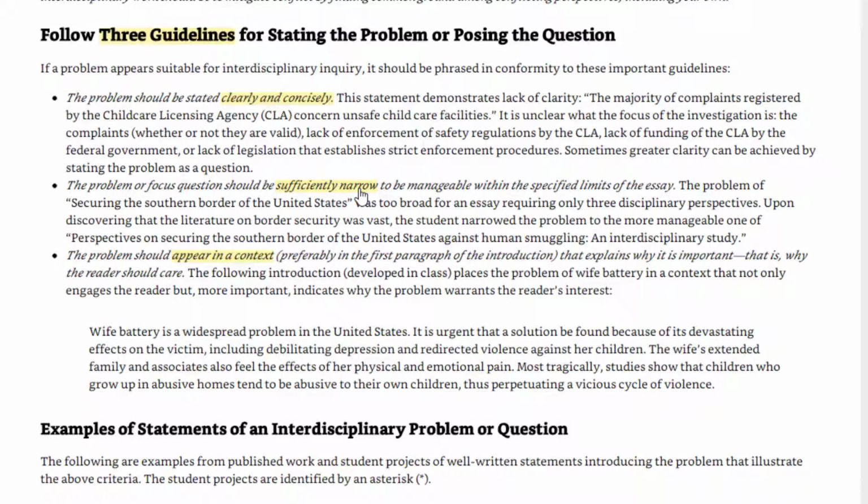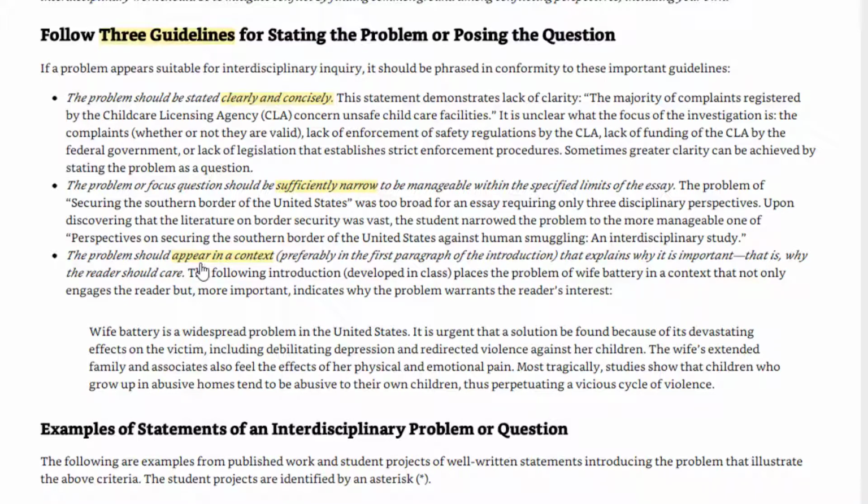It has to be sufficiently narrow. Again, I'm not going to choose a topic of solving world hunger, because I can't solve world hunger in 1,500 words. Not going to work. So make sure that the topic you pick is sufficiently narrow.